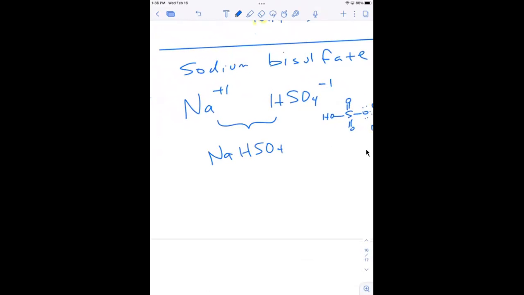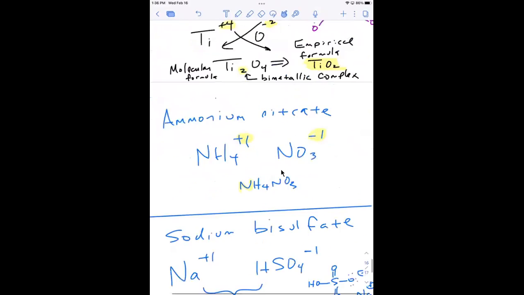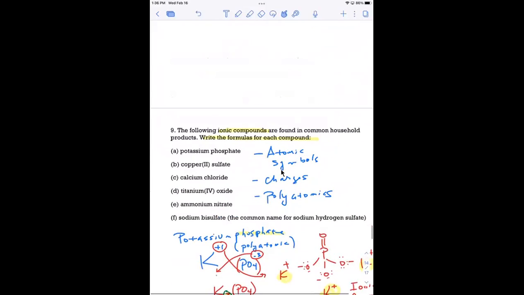If you want to Google the uses of these different compounds, because it said that they're found in common household products, by all means do so. You'll be surprised that titanium oxide is used in toothpaste. Ammonium nitrate is used in a lot of cleaning products. The calcium chloride, the same. Copper sulfate. You'll be shocked at some of the common commercial uses of these compounds.